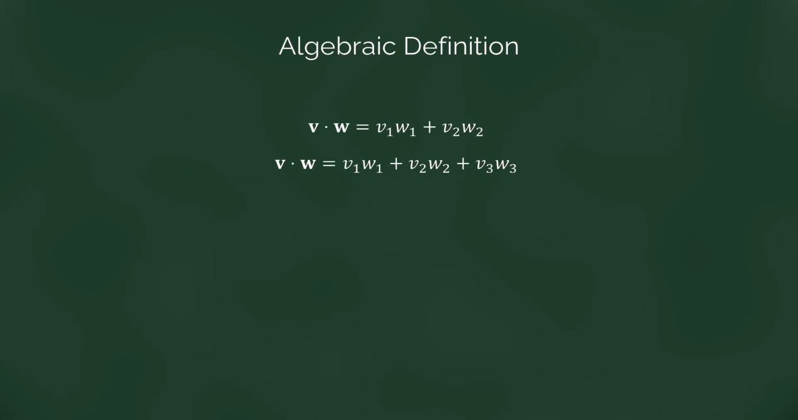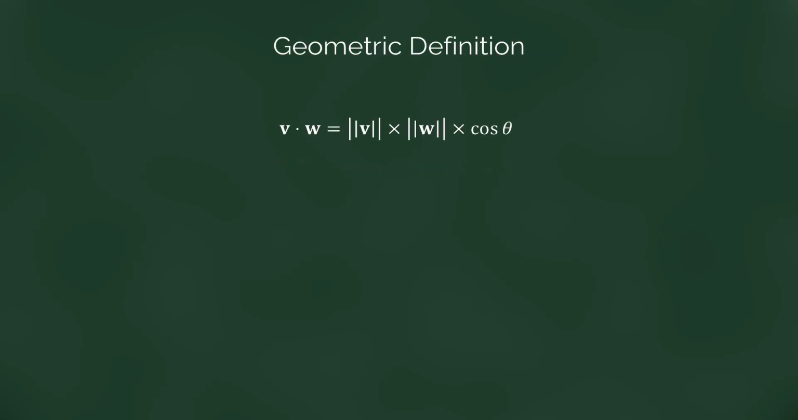We have two ways to compute a dot product. The first is algebraic. If we have vectors in 2 dimensions, then v dot w is just going to be v1 w1 plus v2 w2, where v1, v2 are the coordinates of the vector v, and w1 and w2 are the components of vector w. If we expand that to 3 dimensions, we're going to add on a third term, v3 times w3. So in other words, to compute a dot product algebraically, we just take the sum of the products of the corresponding components.